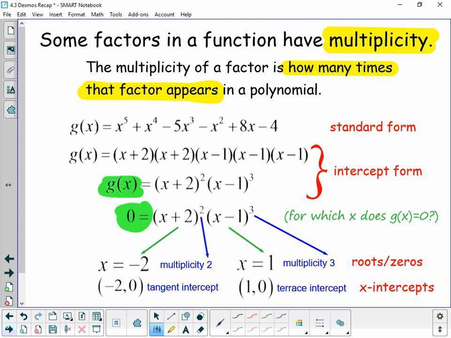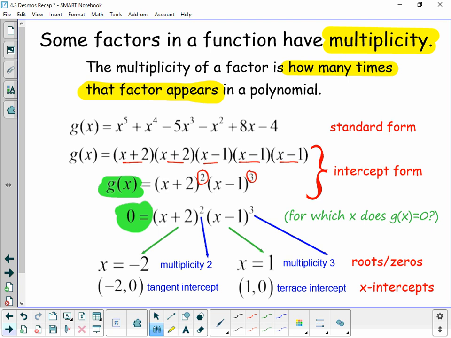And we have an x plus 2 factor that happens twice. So typically we would represent that as a second power. That's a multiplicity of 2. And the factor x minus 1 happens in that function 3 times. So we would say that's a multiplicity of 3.